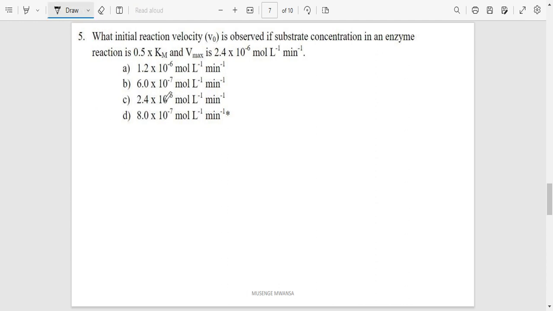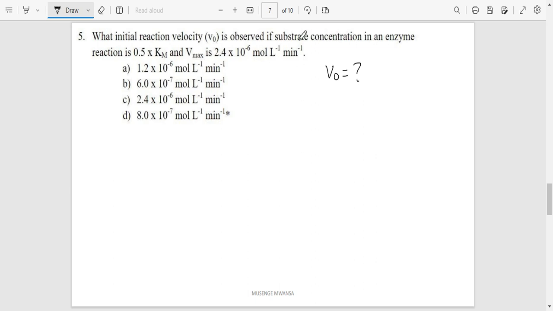What initial reaction velocity V0 is observed if substrate concentration in an enzyme reaction is 0.5 times Km and Vmax is 2.4 times 10 to the power negative 6 mole per liter per minute? So what have we been given? So we want to find V0 from the question.